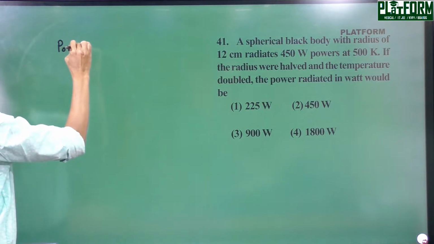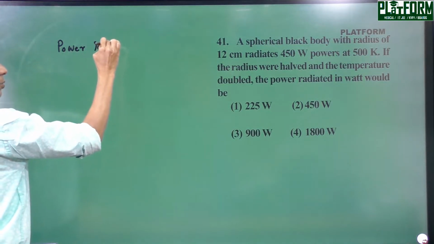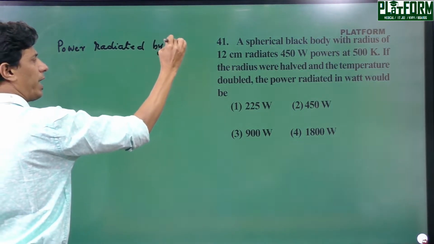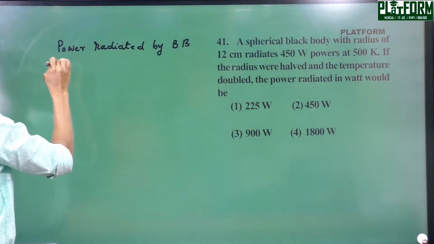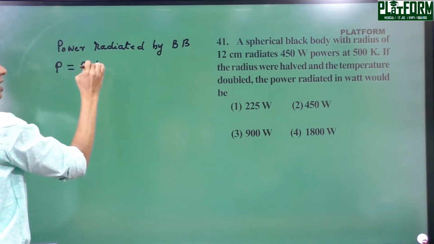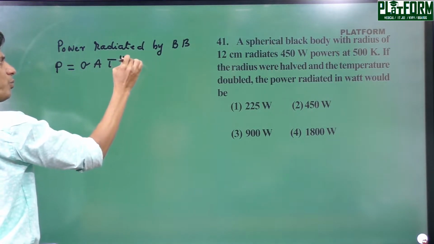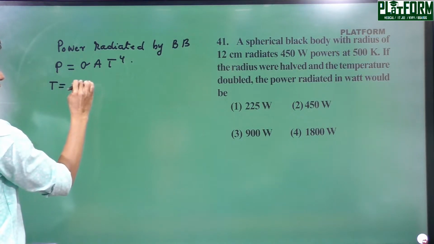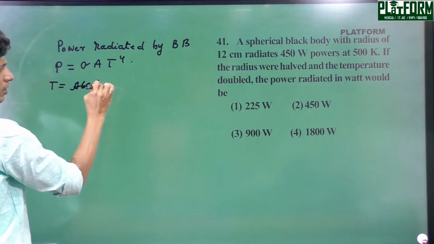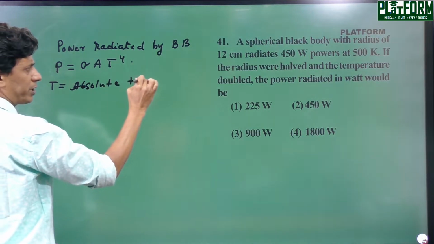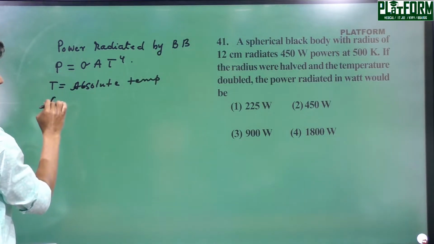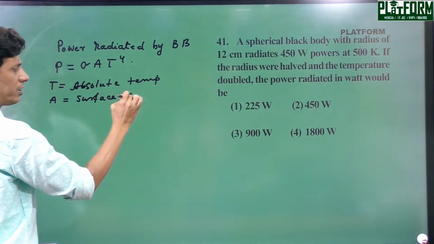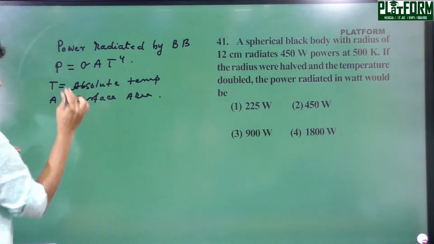The power radiated by a black body is P equal to sigma A T to the power 4. Here T is the absolute temperature, A is the surface area, and sigma is the Stefan constant.